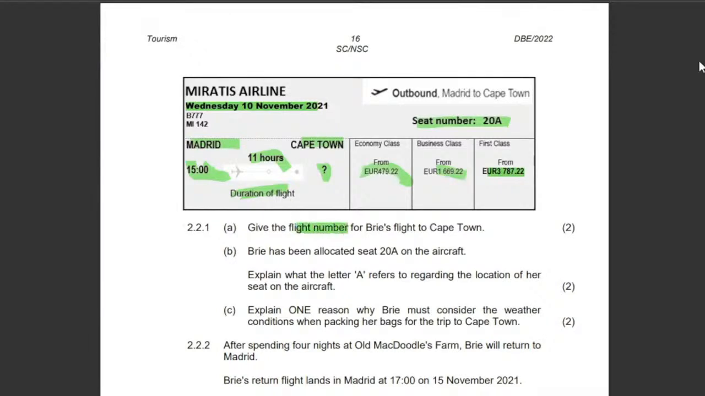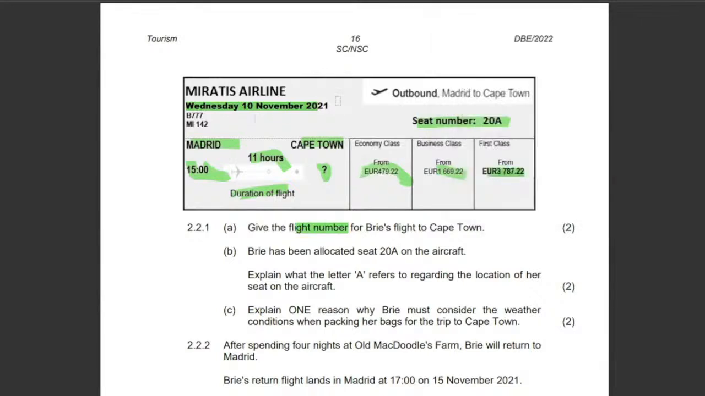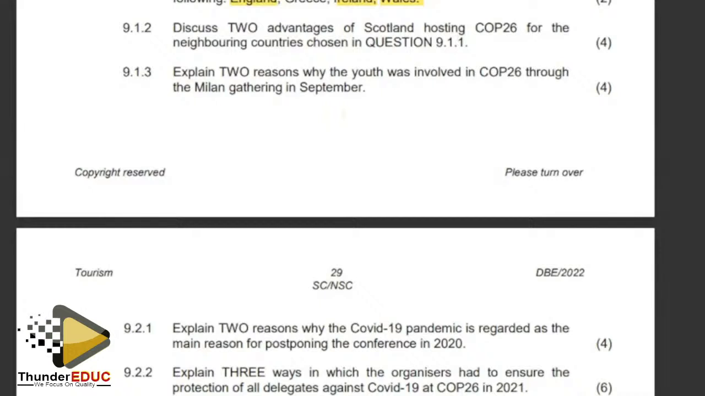Give the flight number of the Breeze flight from Cape Town. The flight number actually appears immediately below the dates. First, we have the name of the airline, then the date of departure.